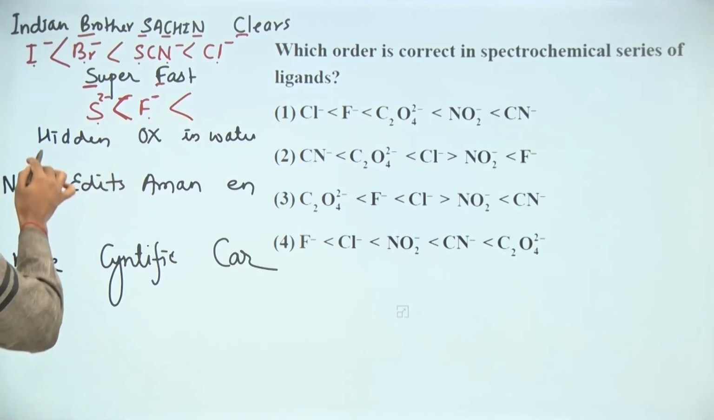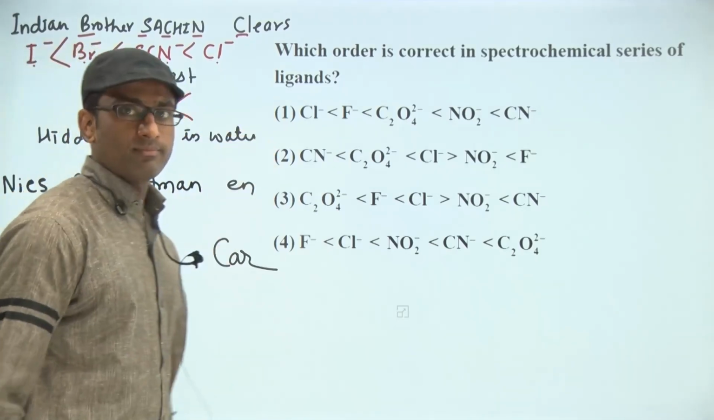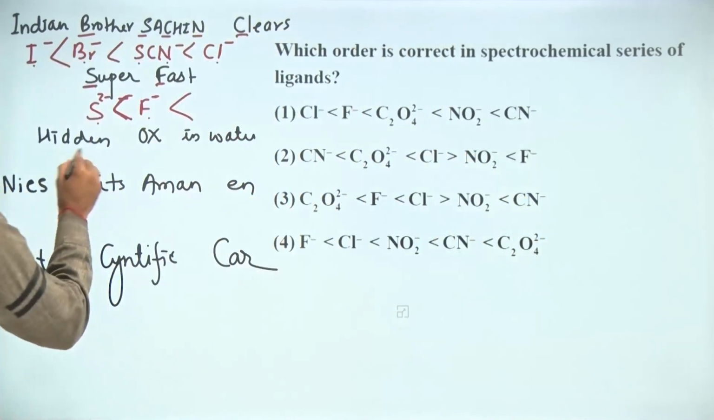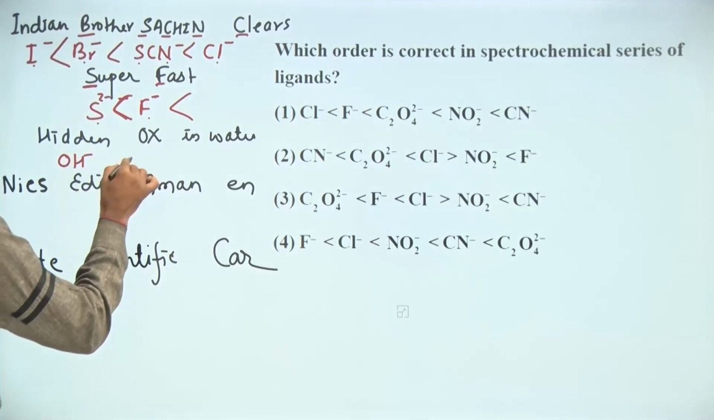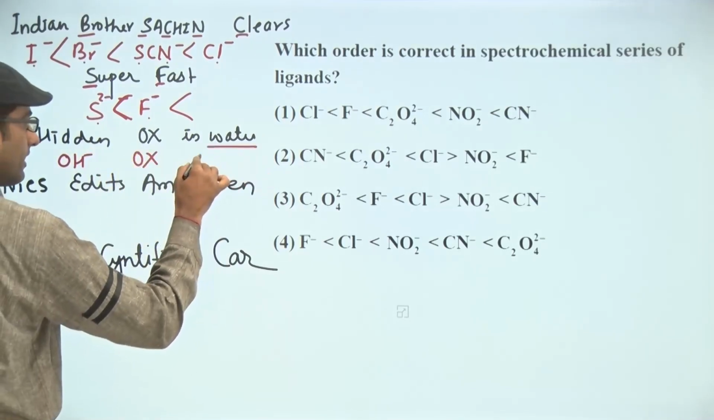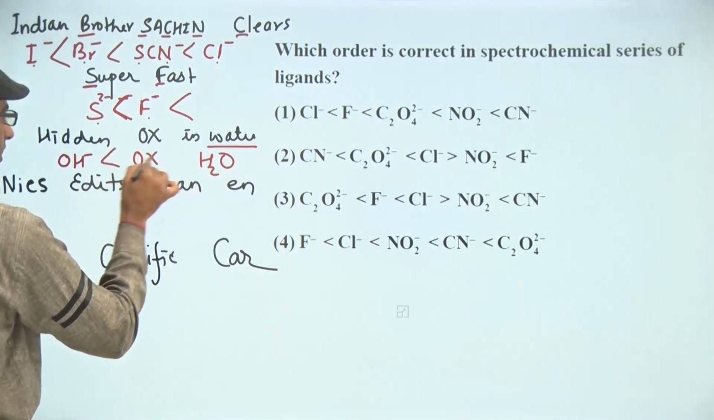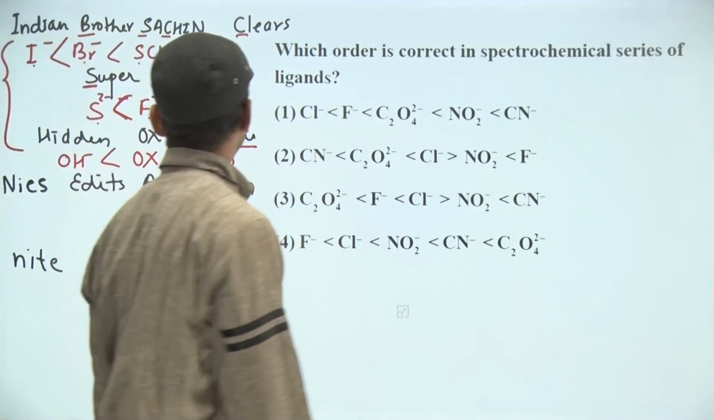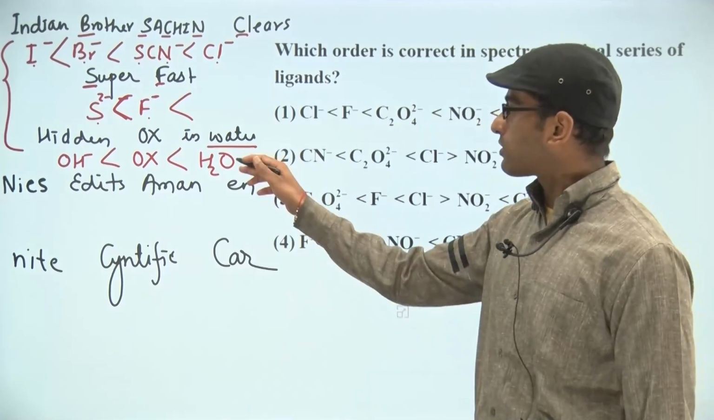Next sentence is hidden ox in water. Both of these are not related. Hidden means hydroxide, ox is oxalato, and water is H2O. This is the order. So both of these are not related: Indian brother Sachin clears super fast, and hidden ox in water.